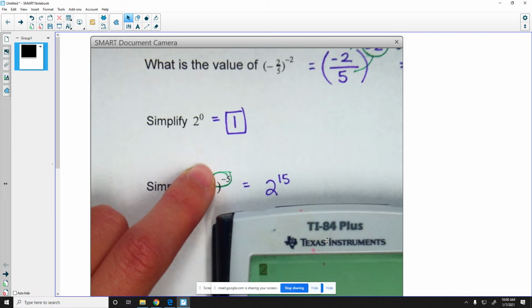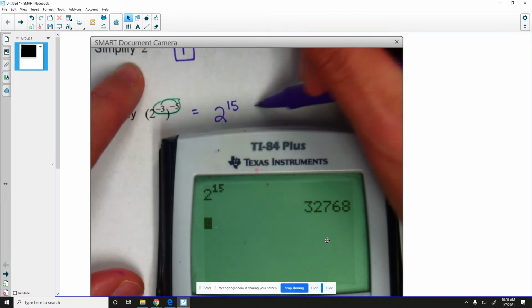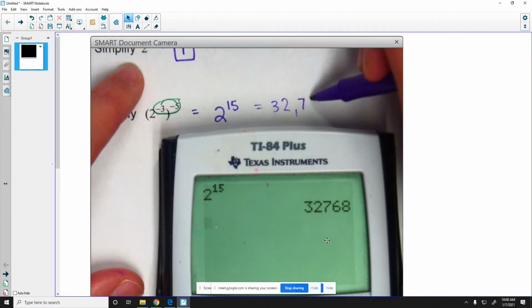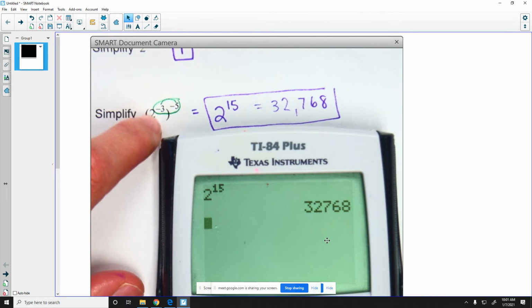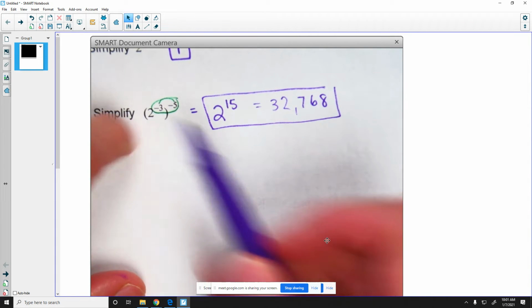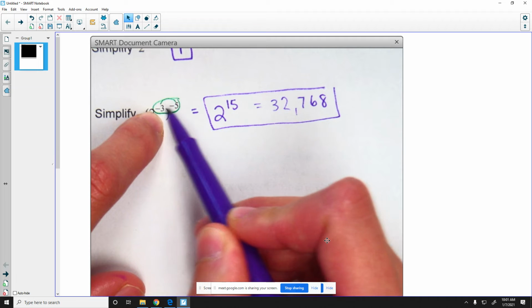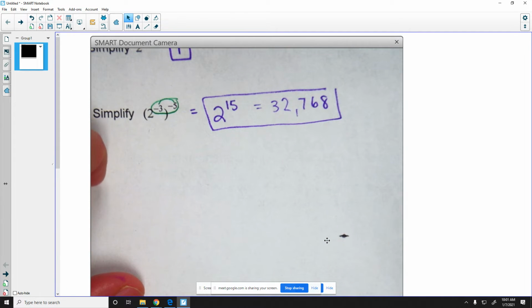I'm not sure if the assignment will ask you to leave it as 2 to the 15th or write it as 32,768. I think they'll probably say leave it in exponential form, so 2 to the 15th, or they'll say write it in standard form, 32,768. Okay, so that would be my answer. So just remember, don't do any flipping until your outer exponent has been taken away.